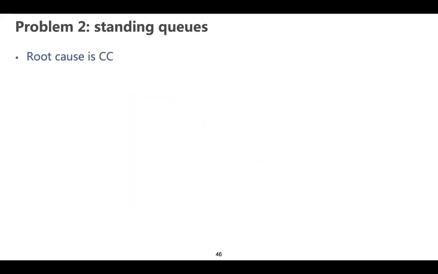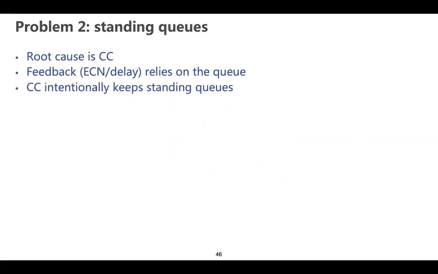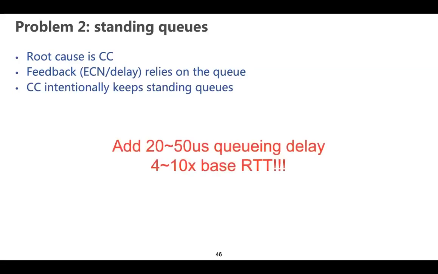The root cause is also the congestion control, because their feedback, such as ECN or delay, relies on building up the queue. So the congestion control intentionally keeps standing queues in the network in order to get feedback. And in practice, this standing queue often adds 20 to 50 microseconds of queuing delay, which is 4 to 10 times more than the base RTT. So it completely wastes the ultra low latency provided by the physical network.